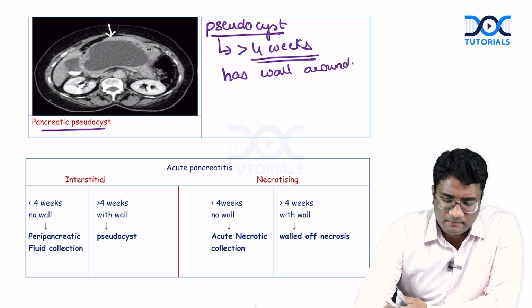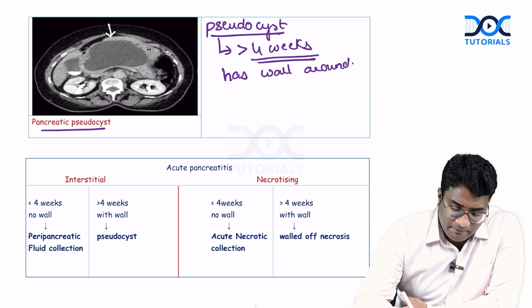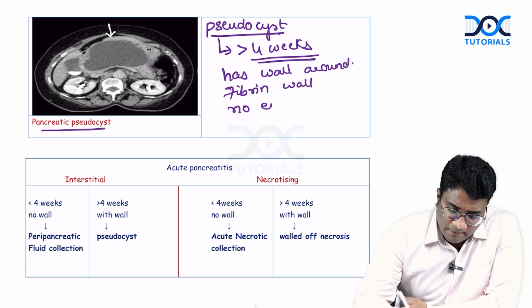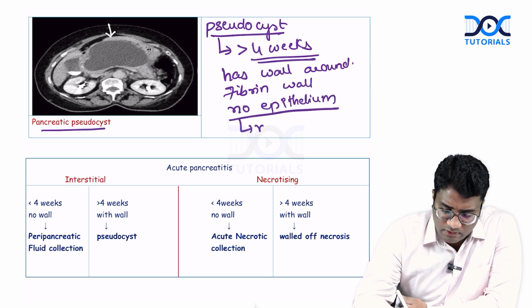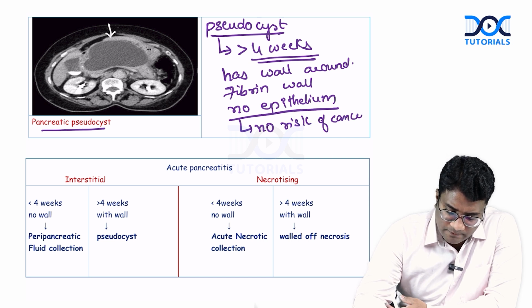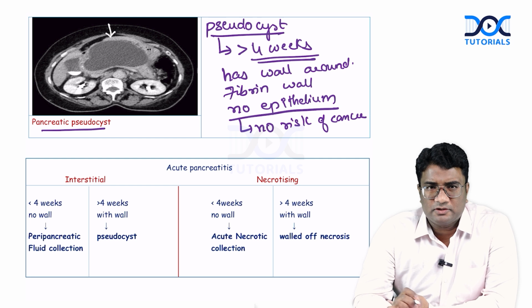It's a fibrin wall around it. And because it's a fibrin wall, not an epithelial wall, there is no epithelium there. So, there is no risk of cancer in a pseudocyst. So, a pancreatic pseudocyst does not have a risk of cancer.